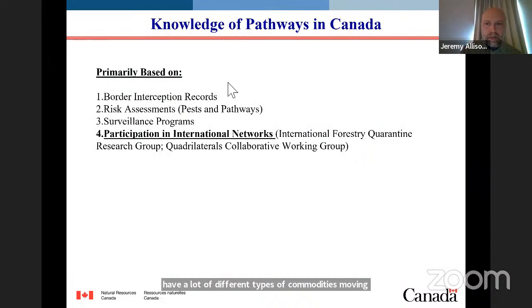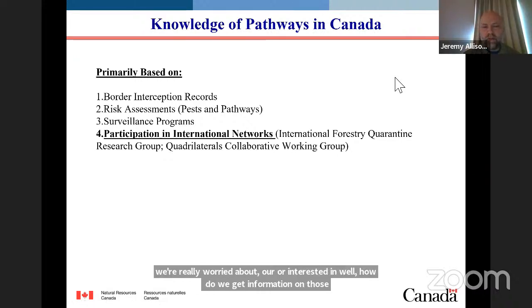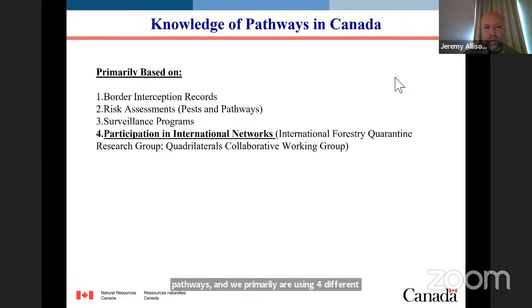And so what are the pathways that we're really worried about or interested in? Well, how do we get information on those pathways? And we primarily are using 4 different ways. So I've put in bold here participation in international networks, and a few of them that I've drawn attention to are things like International Forestry Quarantine Research Groups or Quadrilateral Collaborative Working Group, or things like the invasive species activities like we're participating in today, where information is exchanged and people begin to get ideas about what's happening in other parts of the world, because that's often a pretty good barometer of what's likely to come our way.